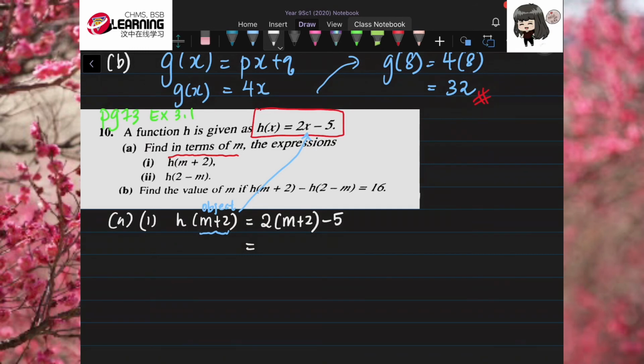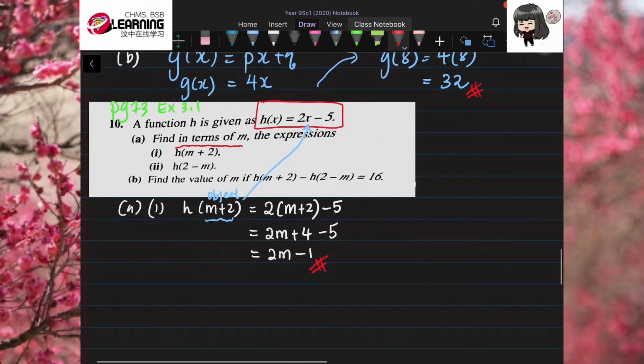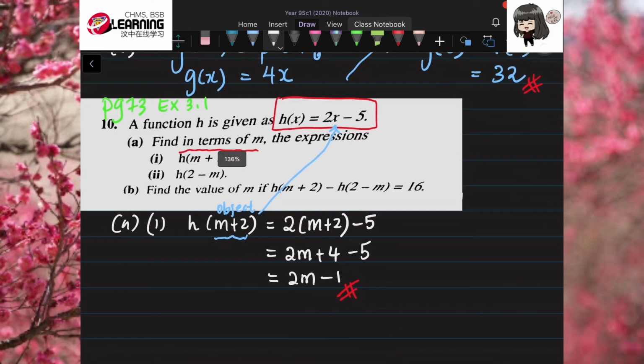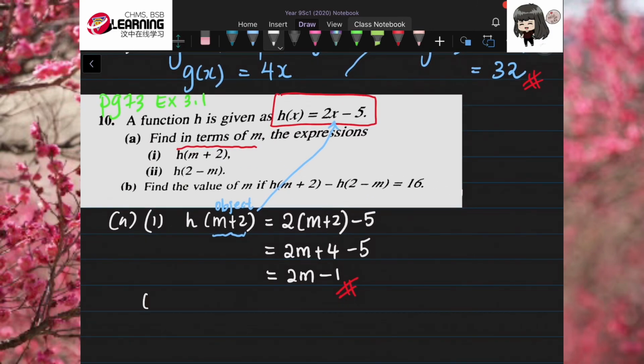So is equal to, you expand it, become 2m plus 4. 4 comes from 2 times 2, and then bring down the negative 5, minus 5. And you simplify it, become 2m minus 1. 4 minus 5 is negative 1. Here you go, in terms of m. This is your answer, and this is your image. Image is 2m minus 1 with an unknown m. That is what it means by in terms of m.